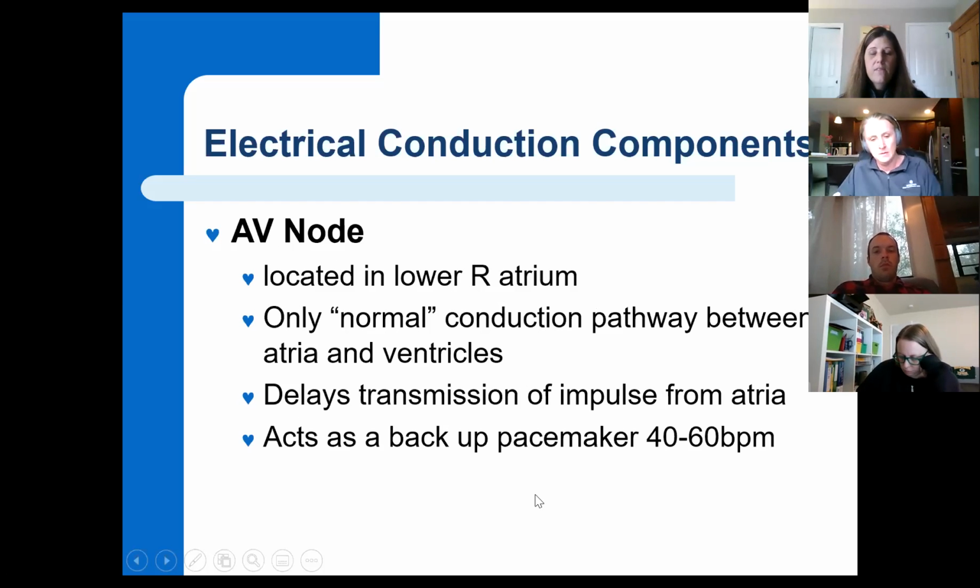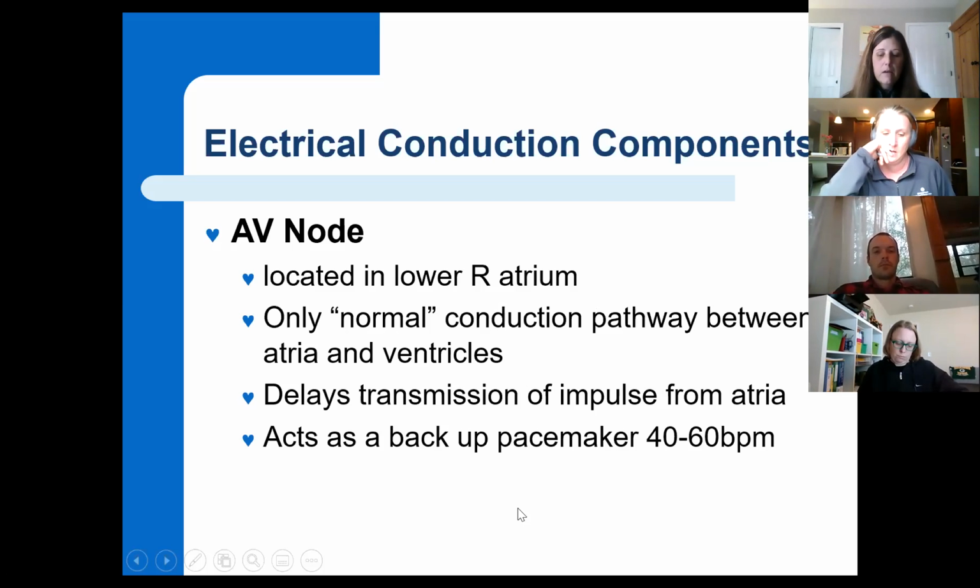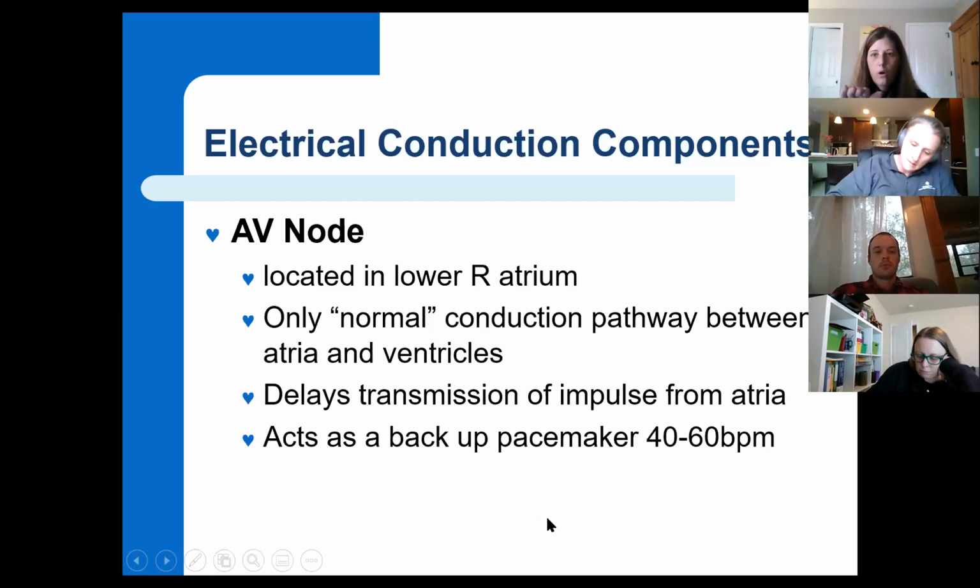All right, the AV node, which is located in the lower right atrium, more toward the bottom of that. Okay, it intentionally delays the impulse again to allow time for the blood to move from the atria to the ventricles so they are nice and full. Okay, the AV node sits like on that floor, just right above the ventricles, right there at the bottom, the floor of the atria. And the delay is intentional. It is also going to act as a backup pacemaker.